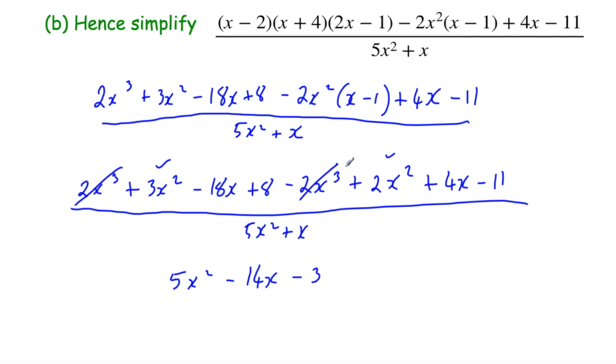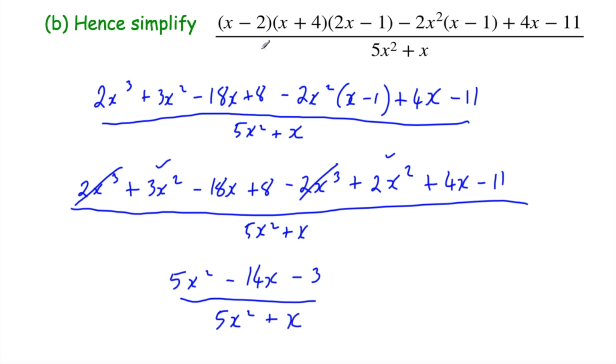2x cubed take away 2x cubed is 0. 3x squared plus 2x squared is 5x squared. Minus 18x plus 4x will be minus 14x, and then 8 take away 11 will be negative 3. And it's going to be all over, and then on the denominator we've got 5x squared plus x.